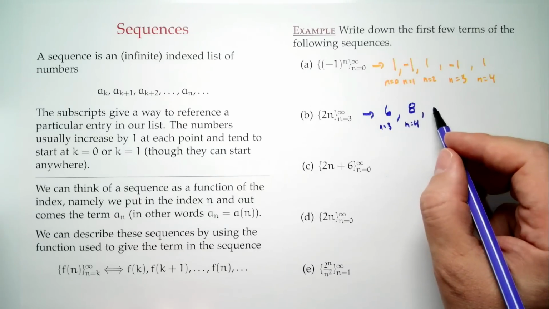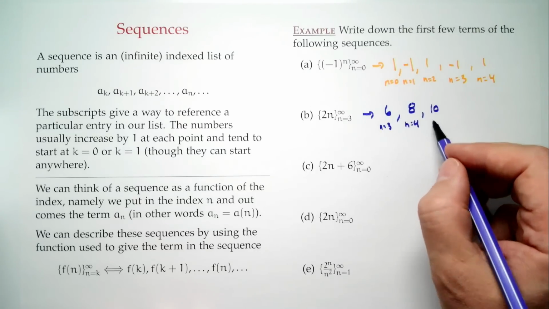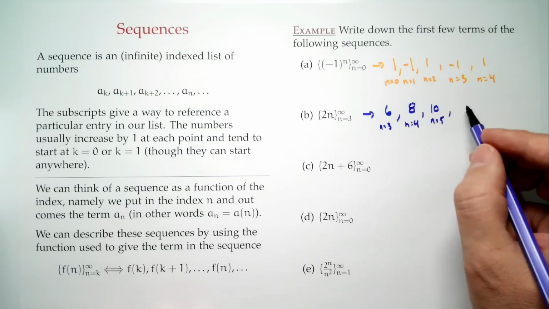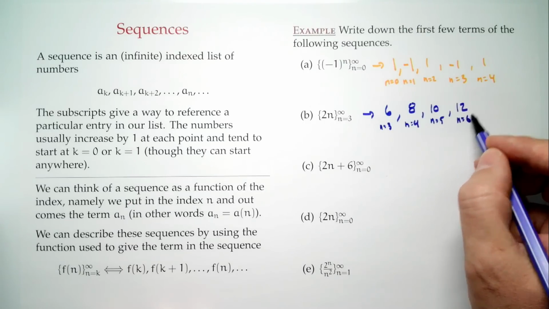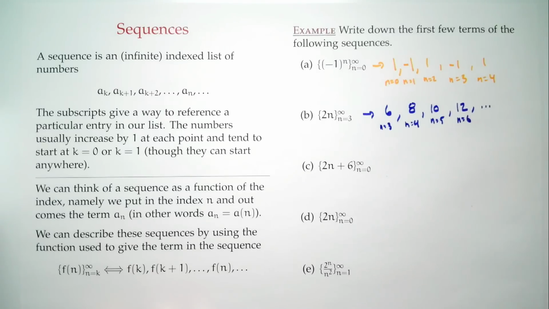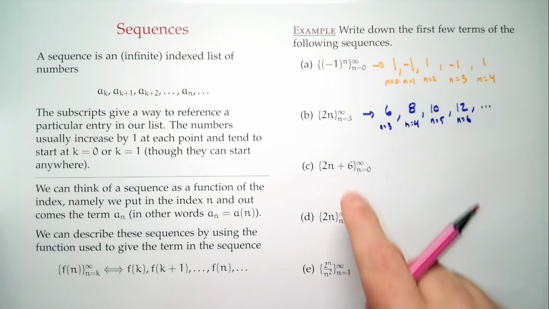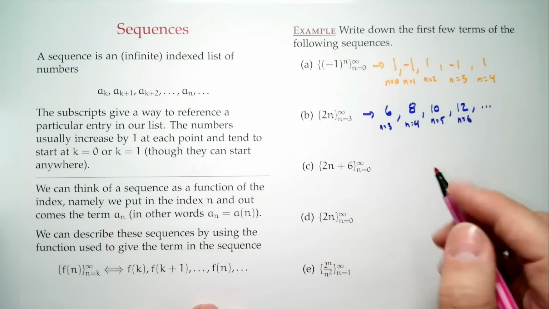Next term? 10. N equals 5. And then? 12. N equals 6. And so forth. In fact, we can put a little dot, dot, dot. It continues. It continues. All right. How about the next one? 2n plus 6, n equals 0 to infinity.